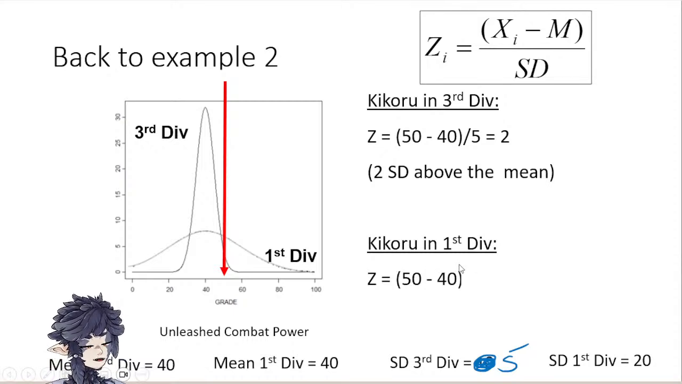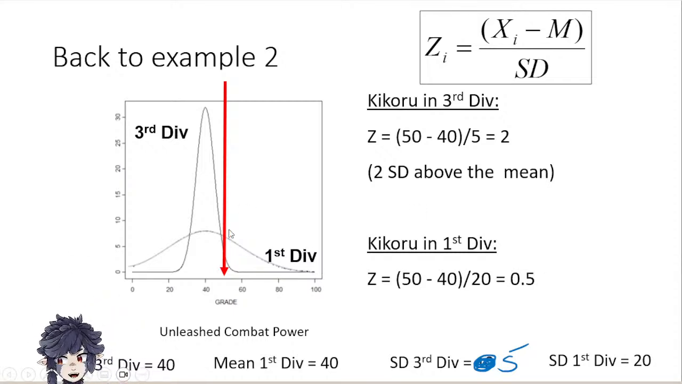But in the first division, because it has such a big standard deviation, because there's so much variability in strength in the first division, she's only half a standard deviation above the mean. So she's still fairly average. She's above average, but she's still pretty close to the average combat power in that division. That's why we have to really care about variability here. The variability tells us, wow, is she really outstanding? Or is she about average?